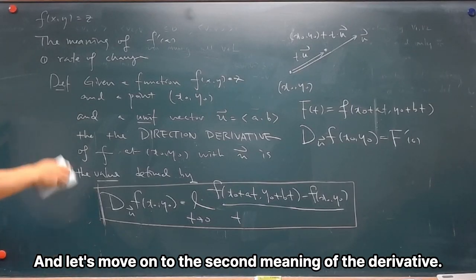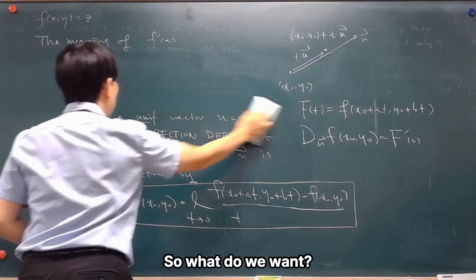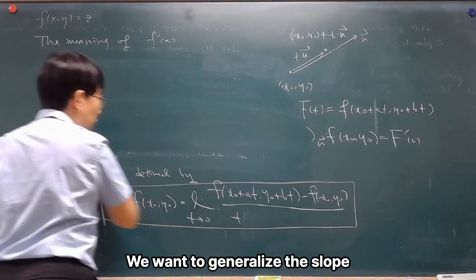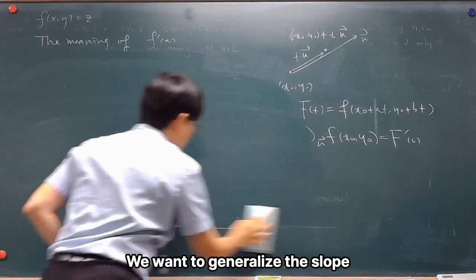And let's move on to the second meaning of the derivative. So what do we want? We want to generalize the slope of a tangent line.